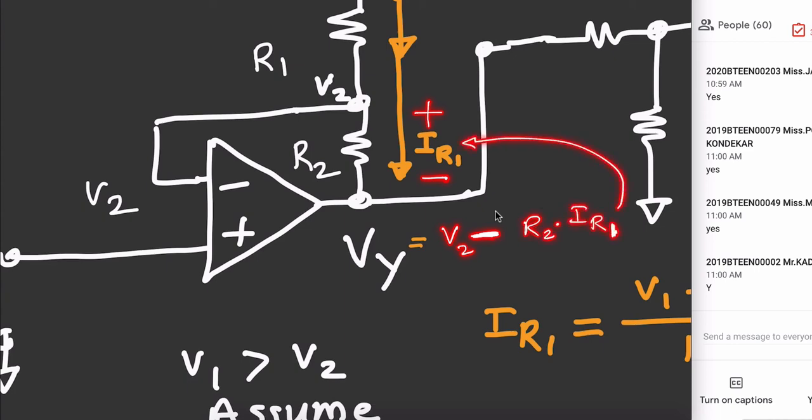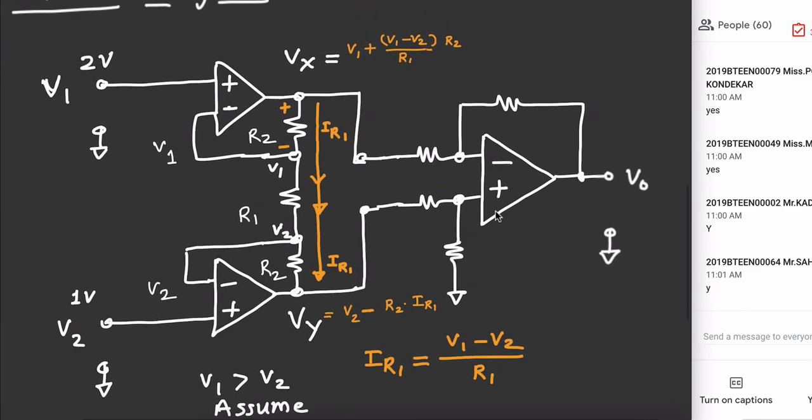देखो IR1 यहाँ है. Why IR1? Because R1 current ऐसे ही फ्लो के आगे जाता है. So Vy is equal to V2 minus R2 into IR1. Everybody understood this? Yes or no? Up to this point, everybody understood this?